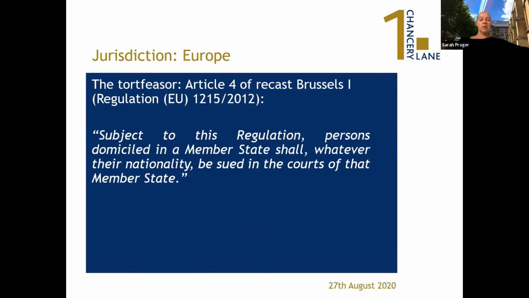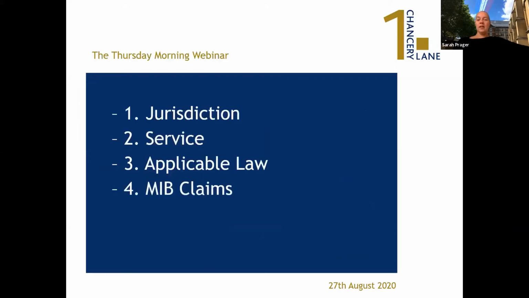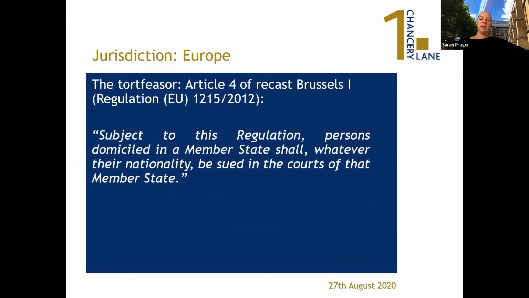There we go. That's what we're going to talk about. Jurisdiction first. And the thing to remember about road traffic accidents is that there is a really stark distinction between European cases and non-European cases. So if you have a traffic accident that occurred somewhere within Europe, there is a completely different framework in relation to jurisdiction as opposed to those accidents which occur outside Europe. So it's really, really important to bear that in mind.